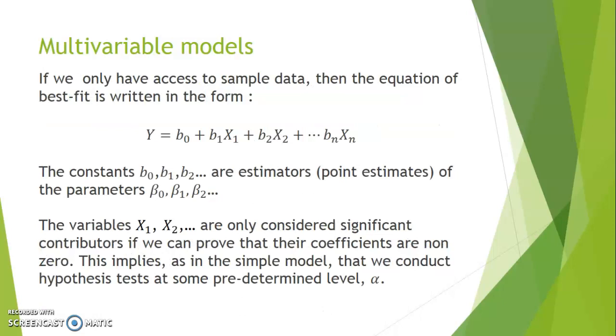On the other hand, if we have access only to sample data, then the best fit equation will require that we use Roman letters for the different components of this equation. The constants b0, b1, b2, and so forth are estimators of the parameters that we used to call beta 0, beta 1, beta 2 in a populational context. Variables x1, x2, xn are considered significant contributors only if we can prove that their coefficients are non-zero. This implies, as in the simple model, that we conduct hypothesis tests at some predetermined level alpha.